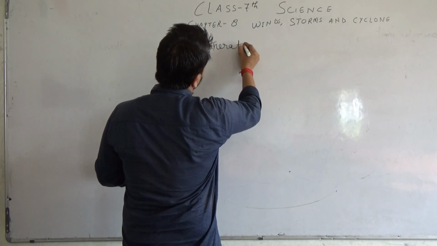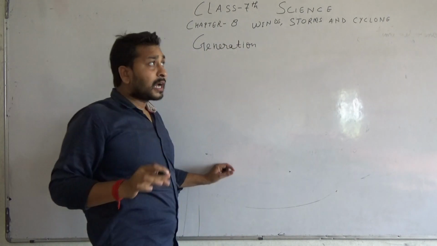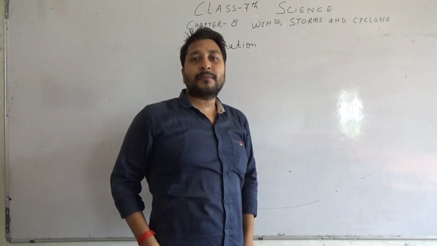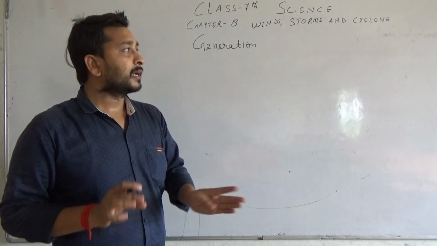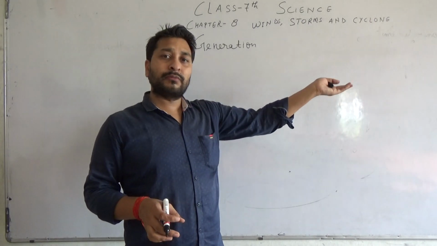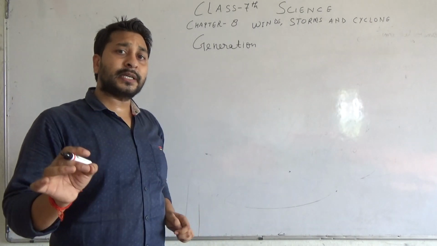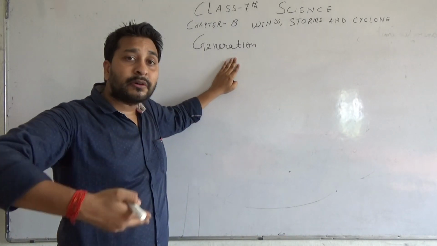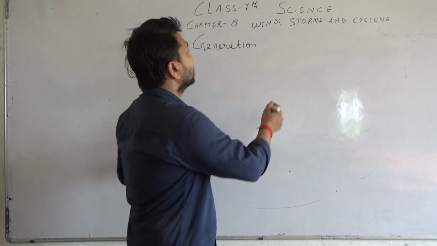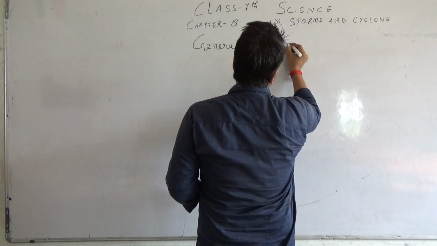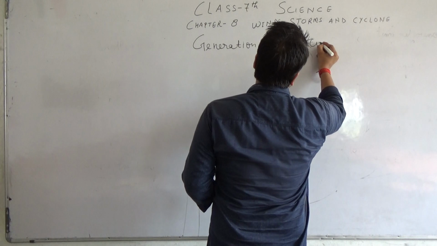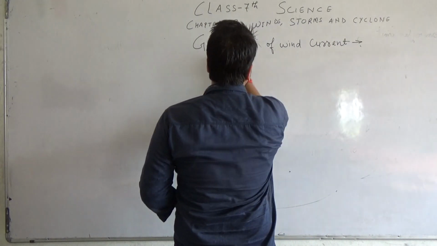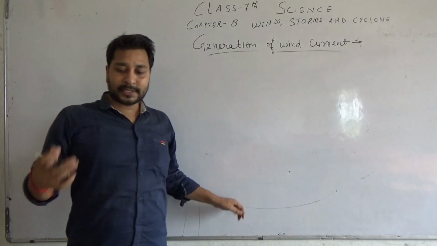Generation of wind current. All these things are related to wind, storm and cyclone. Firstly I am going to tell you about the wind. After that, storm and cyclone you will understand automatically. First you have to learn about the generation of wind current. How are the wind currents generated?